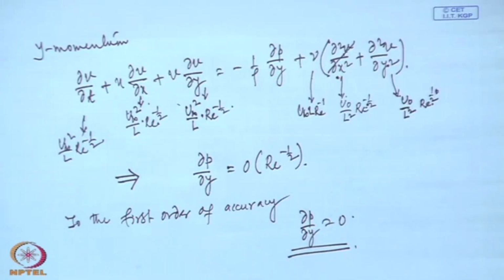If we want second order accuracy, then in the x momentum equation there is still no change; the term which we have neglected is itself second order. Only one term was neglected in the x momentum equation, if you remember, that is d2u/dx2. Even for second order accuracy, that term can still be neglected, but in the y momentum equation, except this, all other terms will remain.